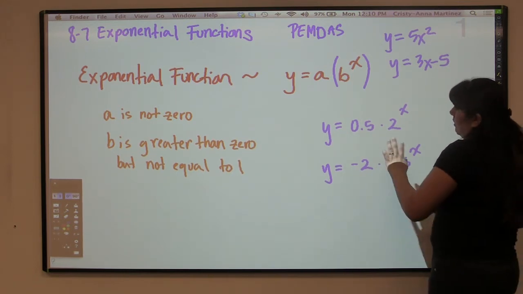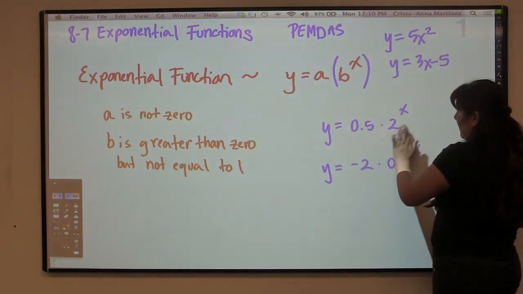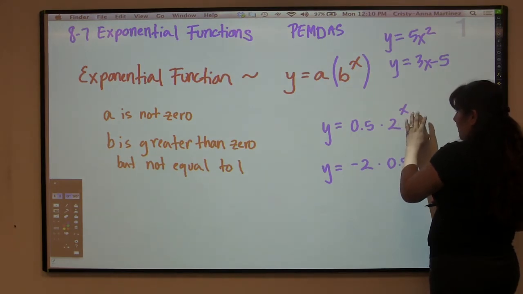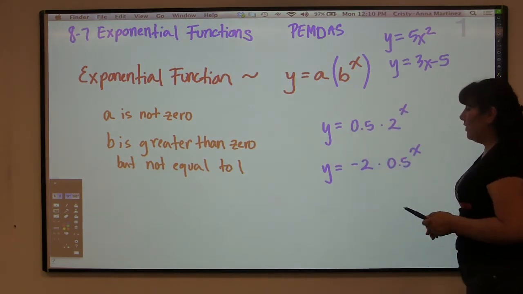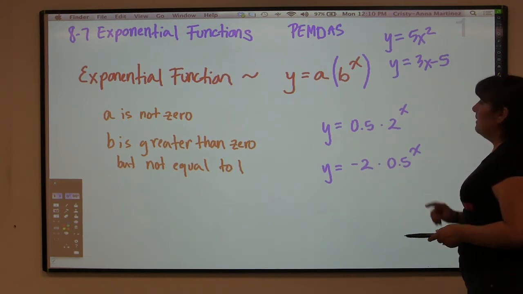And again, you will recall what I said earlier, a lot of times students try to go 0.5 times 2 and then raise it to the x power. But no, you go 2 to the x power, and then whatever you get from that, you multiply by 0.5. Another example of an exponential function is negative 2 times 0.5 to the x power.